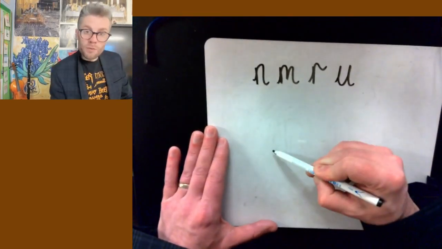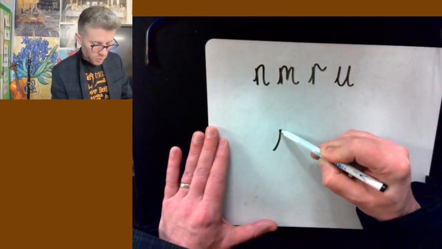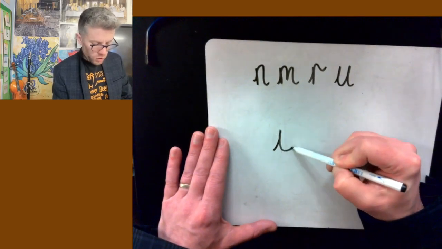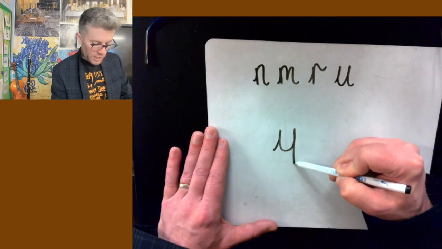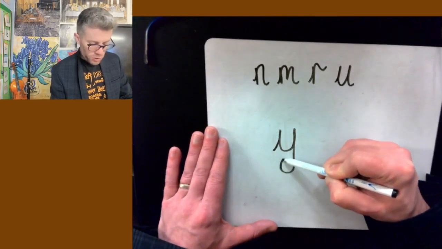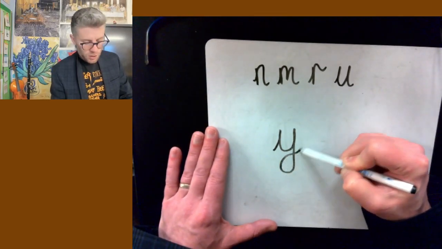And what else do we have in the N family, or the halfway up, straight back down family? We have a Y, which is almost exactly the same as a U, isn't it? We go up halfway, we come back down with a little curve, we come up this way, but instead of getting ready for the next letter, we're going to go under the line halfway, we're going to curve up, just like we did with the G, and we're going to flick.